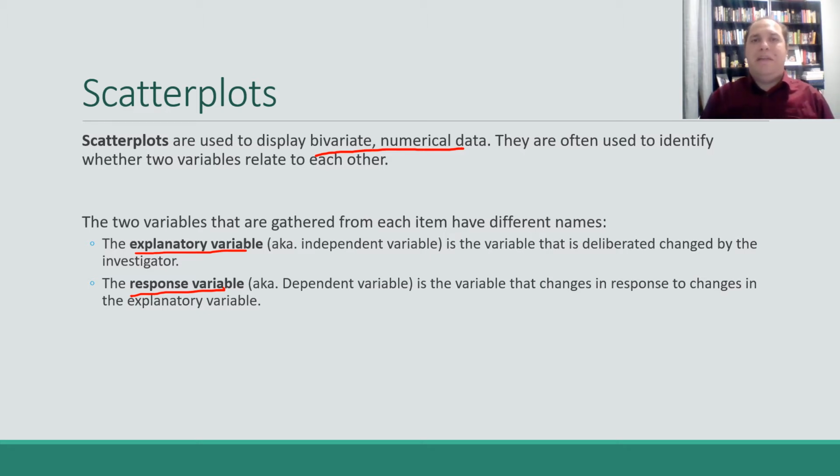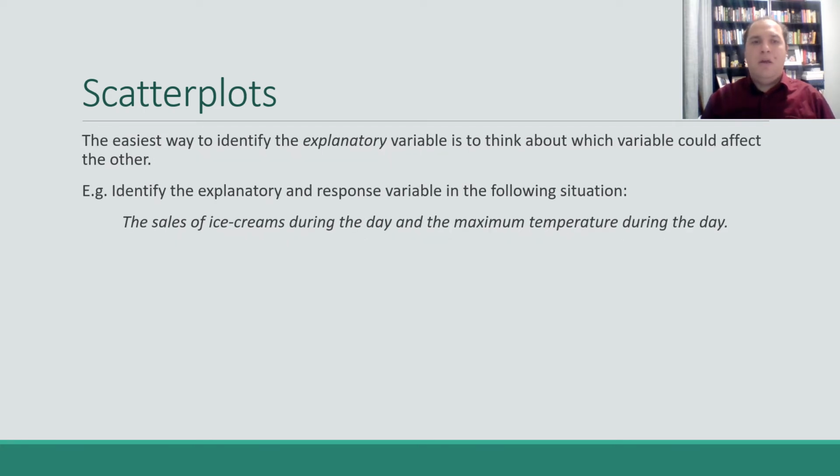And we're going to talk about a way that you can tell which variable is which based on how a question's posed or based on what sort of investigation you might be doing. The easiest way to identify the explanatory variable is to think about which variable could affect the other. So looking at an example, let's identify the explanatory and response variables in the following situation. We've got the sales of ice cream during the day and the maximum temperature during the day. Those are our two variables. One of them is our explanatory, one of them is our response.